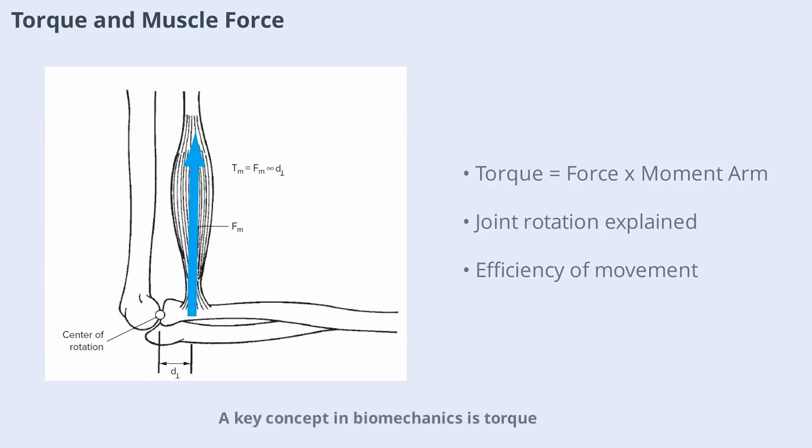A key concept in biomechanics is torque, which is the rotational force produced by a muscle at a joint. Torque, often represented as Tm, is the product of the muscle force Fm and the muscle moment arm d perpendicular. The moment arm is the distance from the joint center to the line of action of the muscle force. This relationship determines how effectively a muscle can rotate a joint. The longer the moment arm, the greater the torque for a given muscle force. This principle is fundamental in understanding how muscles move our limbs efficiently and powerfully.